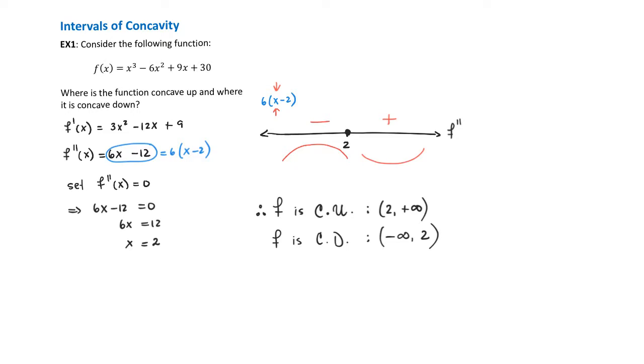This is essentially what you're always going to do when trying to investigate concavity using the second derivative. You're going to find the first derivative, the second derivative. You're going to set it equal to 0 so that you can find out exactly that turning point. When you do that, you're going to go to your number line and locate those values of x where the second derivative is 0.